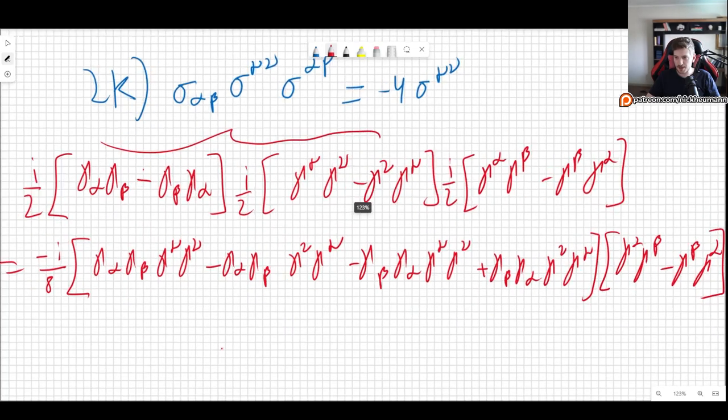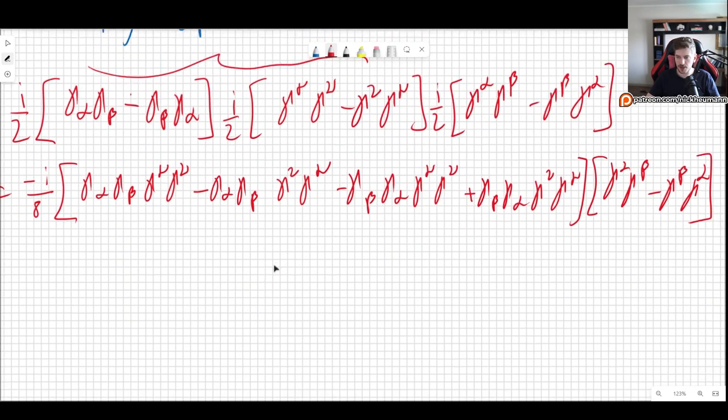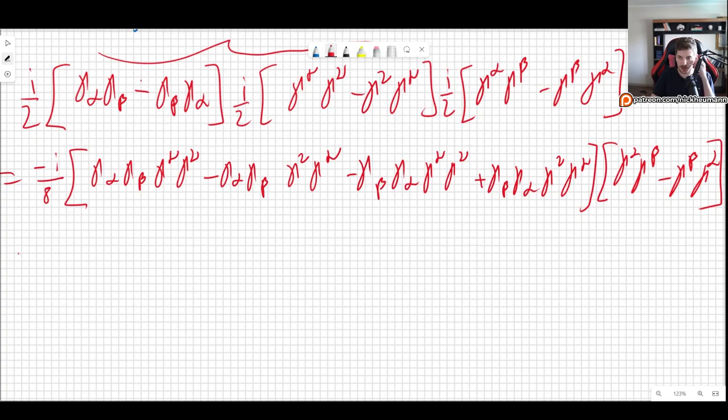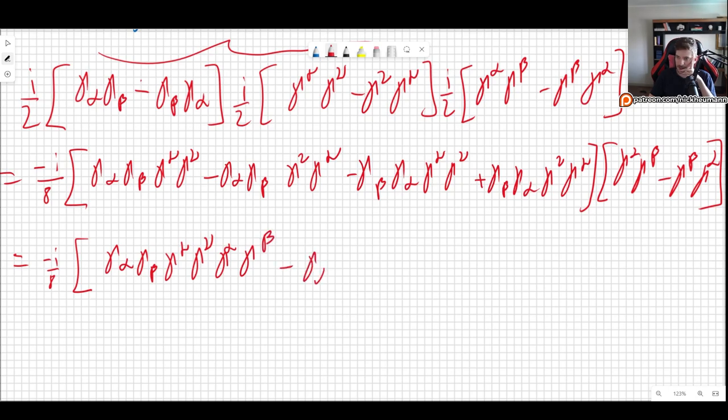Okay, so now there isn't really anything we can simplify yet, so we just need to multiply through again. So this is equal to minus I over 8. And then we have gamma alpha, gamma beta, gamma mu, gamma nu. And now we multiply times gamma alpha, gamma beta, minus the same thing, alpha, beta, mu, nu, beta, alpha. Okay, so that is the first part. So now we just multiply it through by this.